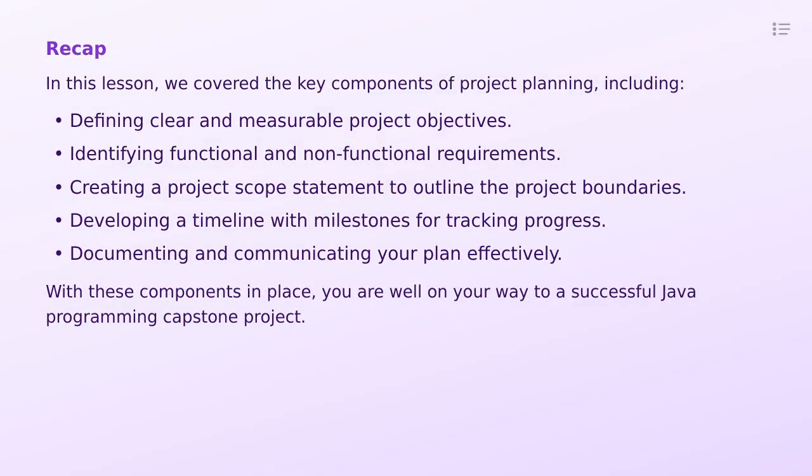In this lesson, we covered the key components of project planning, including, let's walk through the main points. First, defining clear and measurable project objectives. Next, identifying functional and non-functional requirements. Also, creating a project scope statement to outline the project boundaries. The full list is on the slide if you want to review it. With these components in place, you're well on your way to a successful Java programming capstone project.